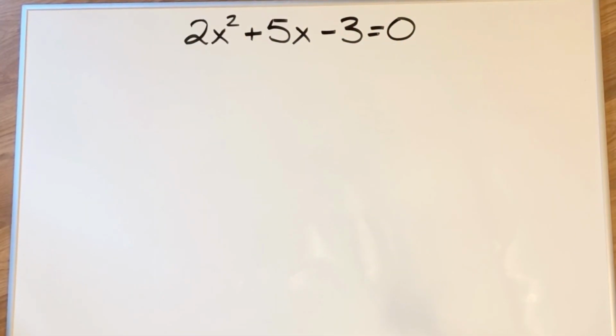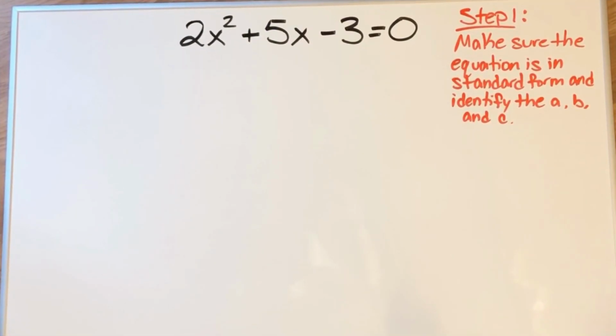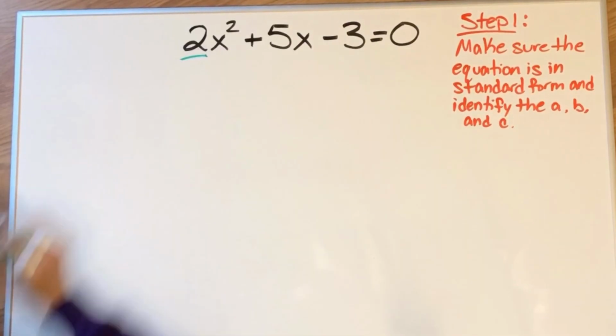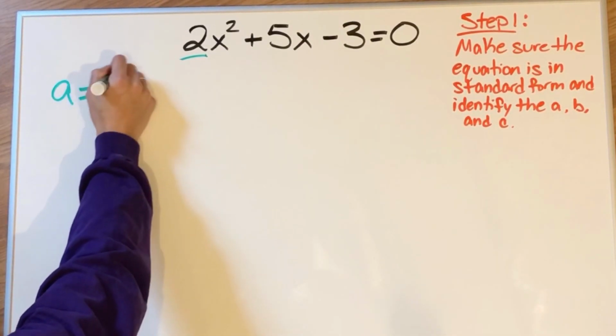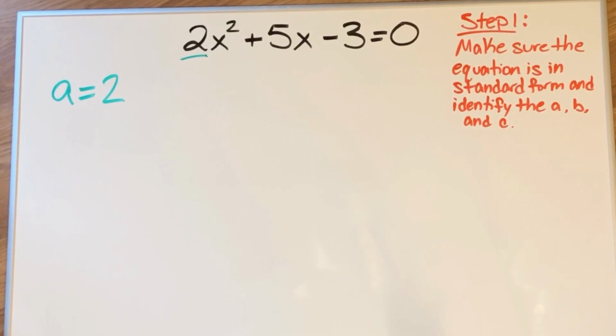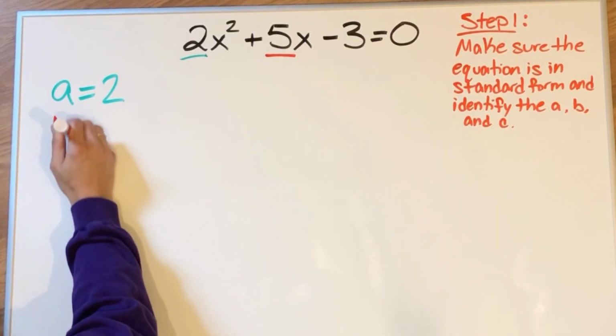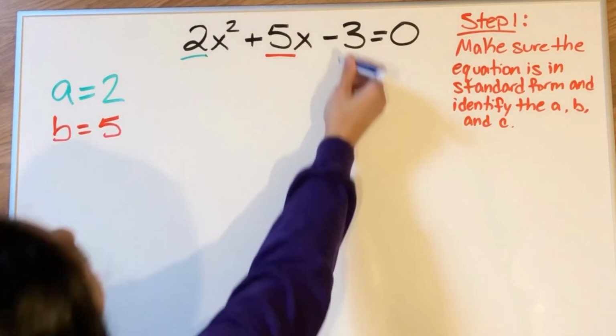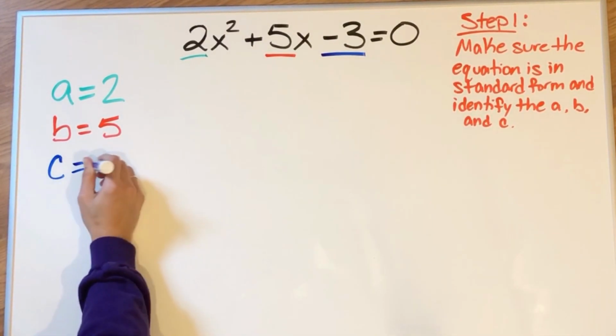Okay, so we're given a new equation here: 2x squared plus 5x minus 3 equals 0. Our first step in solving this quadratic equation is to make sure that the equation is in standard form, which as we can see it is, and we are going to identify the a, the b, and the c. Now remember, the a, the b, and the c go in order of the trinomial. So our first coefficient, 2, is going to be our a. Our second coefficient, 5, is going to be the b. And our last constant, negative 3, is going to be c.